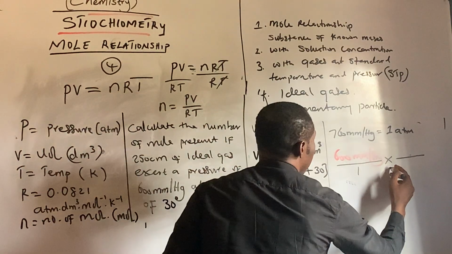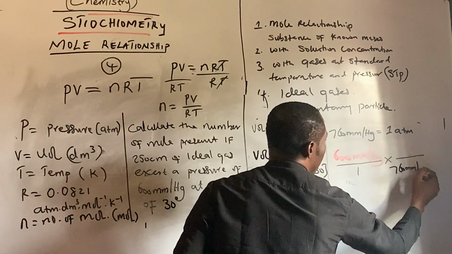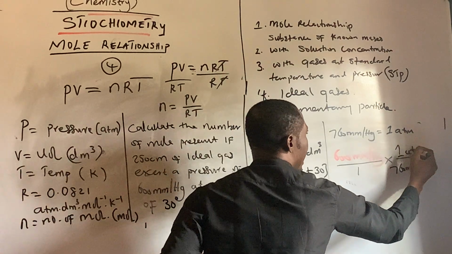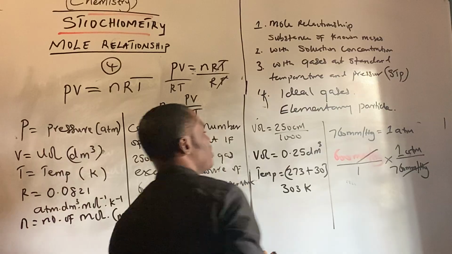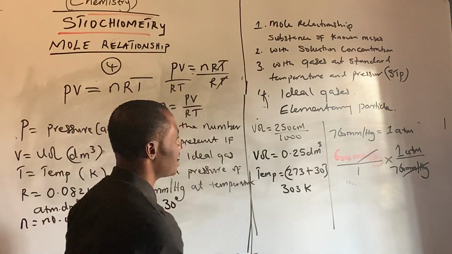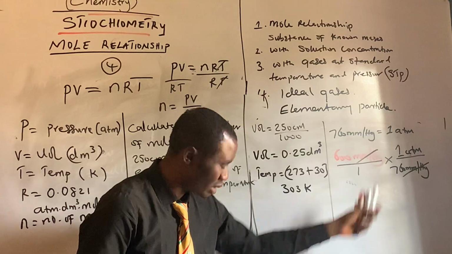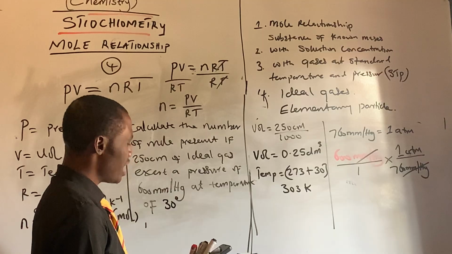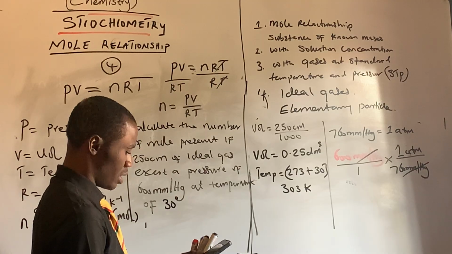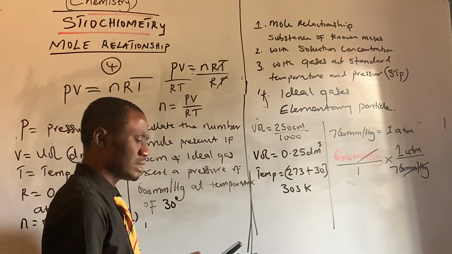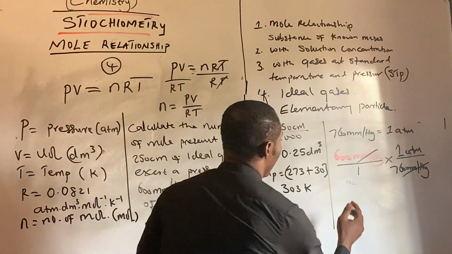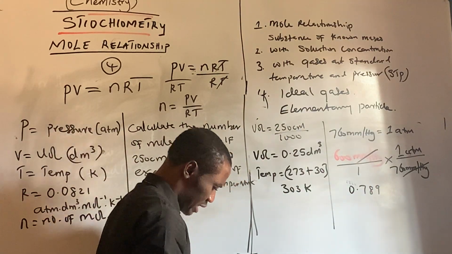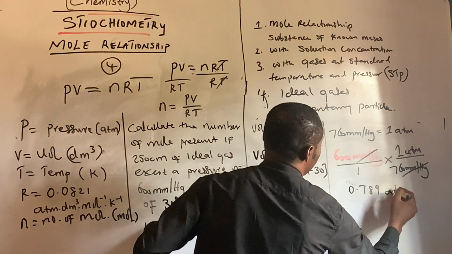So I have 760 millimeter mercury gives me 1 atm. Millimeter mercury cancels millimeter mercury, so what I have is 600 times 1 divided by 760. Let's just do it. 600 divided by 760, I'm going to be having 0.789. That is atm.